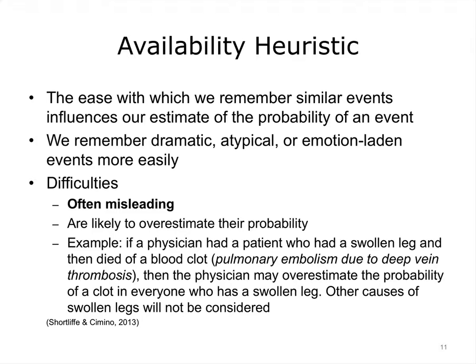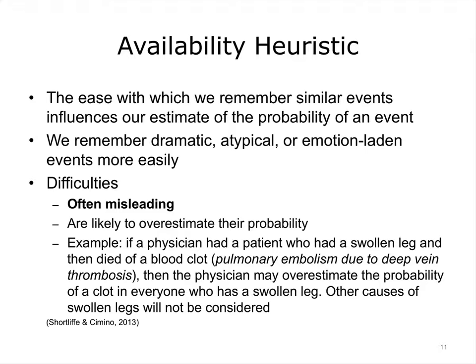Another cognitive heuristic is the availability heuristic. This states that our estimate of the probability of an event is influenced by the ease with which we remember similar events, and we remember dynamic, atypical, or emotion-laden events more easily. The problem is that this is often misleading, and as a result, we are likely to overestimate their probability.